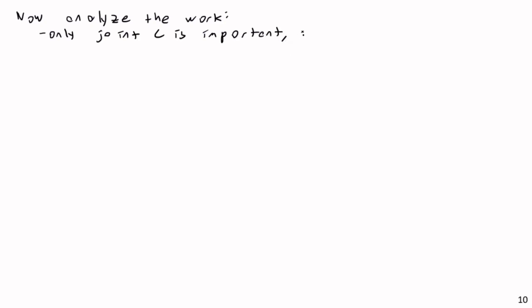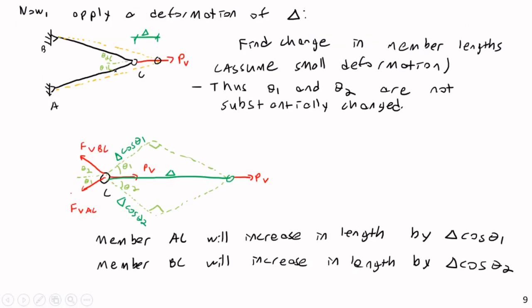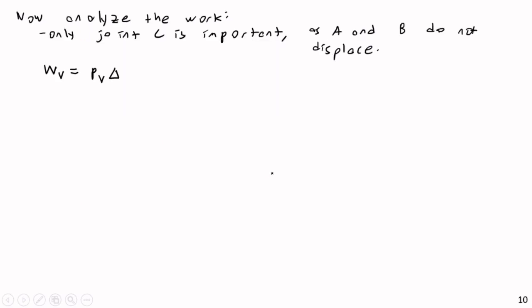As A and B do not move, do not deform, or do not displace, I should probably say. So let us look at the virtual work. I'm going to use a physics definition of work, and that's just force times distance. So P V times delta. This is the work done by this force. It's moving a distance of delta, and its value is P. Then minus F V AC, the virtual force in member AC, times its displacement of delta cosine theta 1.